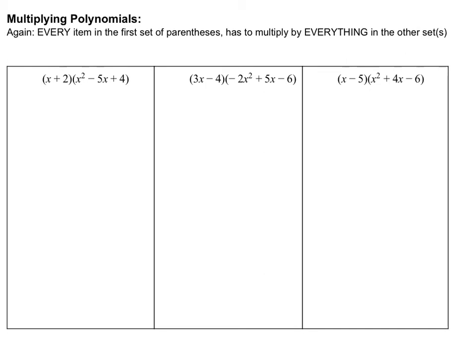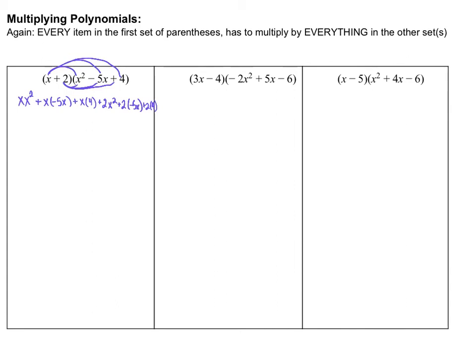All right, so this is not a FOIL problem. So I need x times x squared. I need x times negative 5x. And I need x times 4. All right, now I need to go back and distribute that 2. So plus 2 times x squared, plus 2 times negative 5x, and plus 2 times 4.